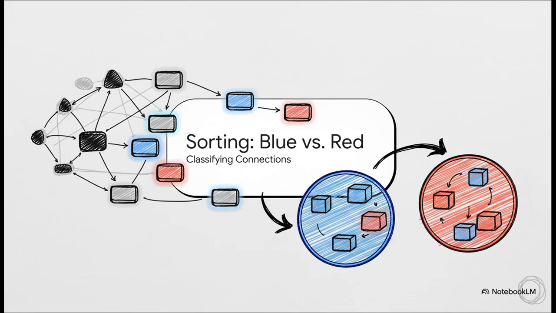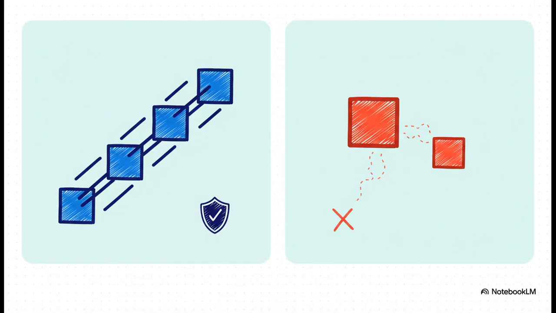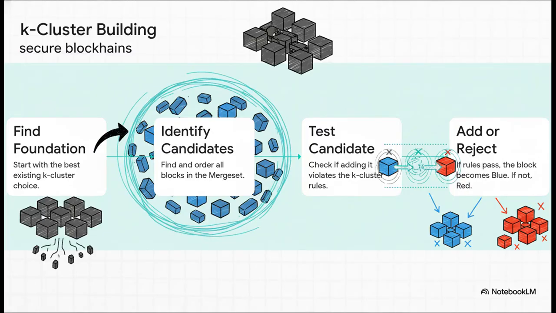It starts sorting. Every single new block gets put into one of two buckets. We call them blue and red. So the blue blocks are the popular ones, the well-connected ones. They have a tiny anticone, they get invited into the K-cluster, and they become part of the secure main chain. And then you have the red blocks. They're the poorly connected ones. Now, their transactions are still valid, that's important, but they're just considered too isolated to be used for the network's core security.